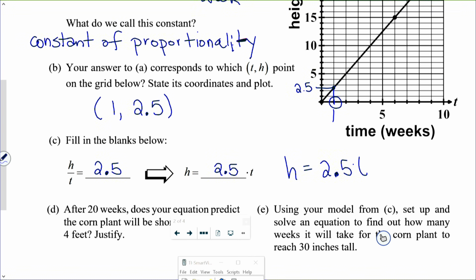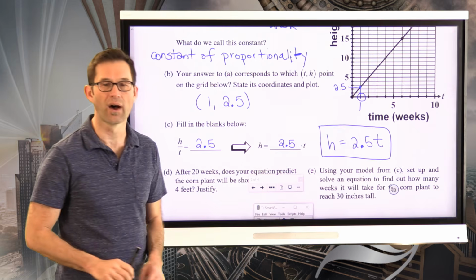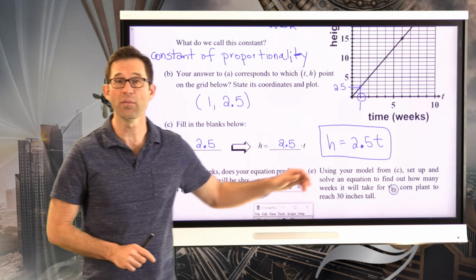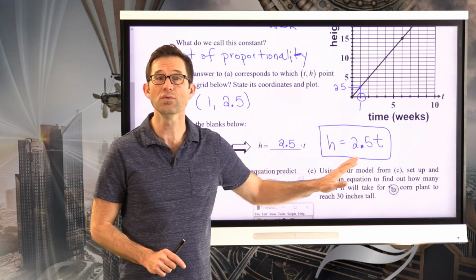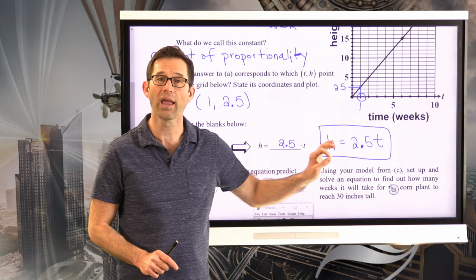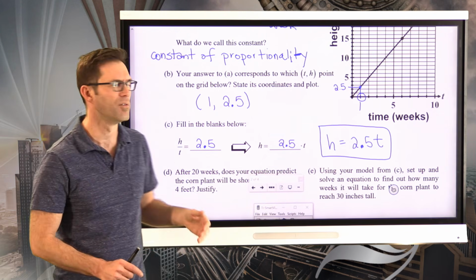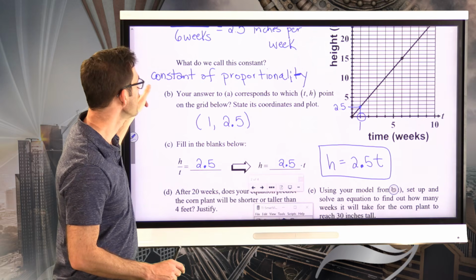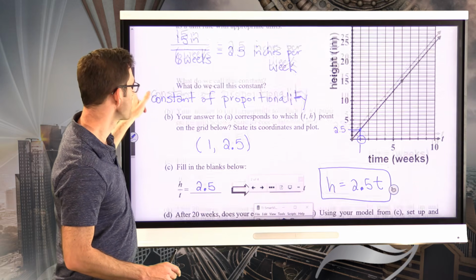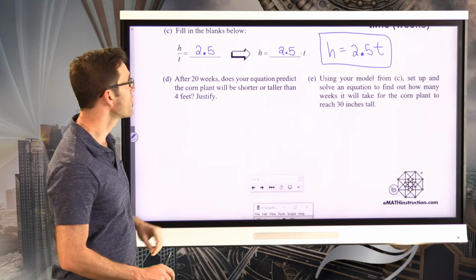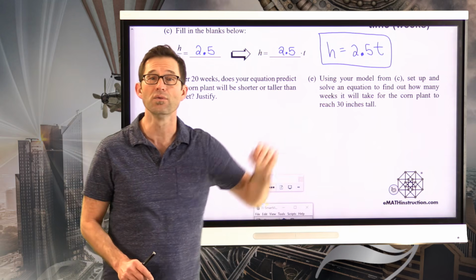Maybe even write it off here to the side, right? Because if we had an algebraic formula, this is the way it would look. H equals 2.5 times t. So now, if you give me the time in weeks, I can use this formula to figure out the height of the plant in terms of, I think it was inches, right? Yep, 2.5 inches per week. So let's take a look at letter D and letter E and try to use that equation.